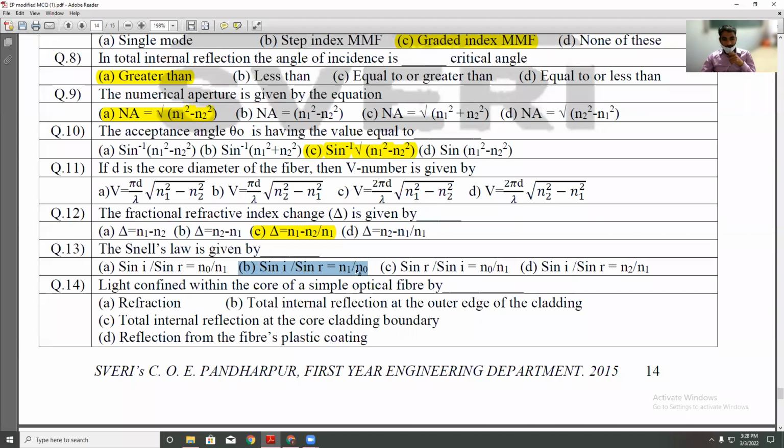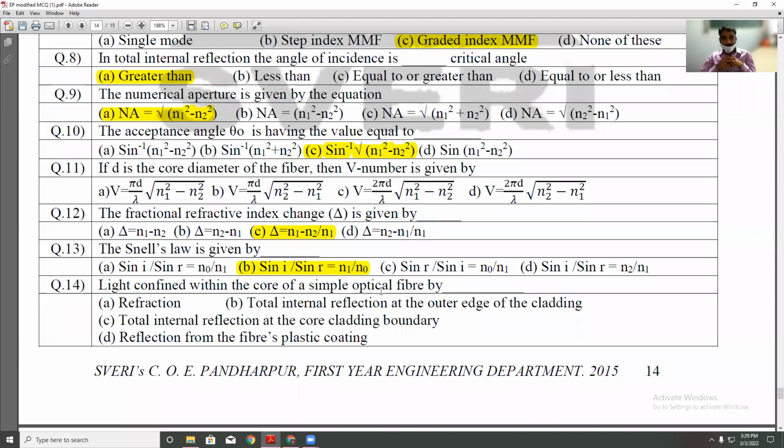Sin i divided by sin r is equal to n1 divided by n0, the equation you told us. In the derivation of the acceptance angle, this is the first equation, where we apply Snell's law at the launching end, before the light enters the optical fiber. This light is in the air medium, so the refractive index of that air medium is n0. What is the refractive index of the air medium? n0 is equal to 1. Okay, good.